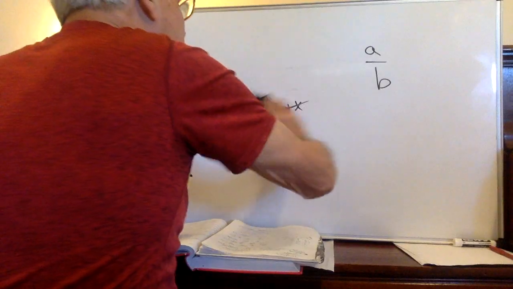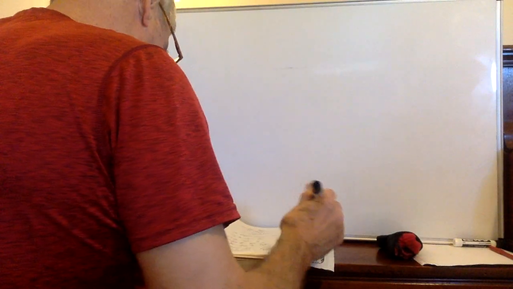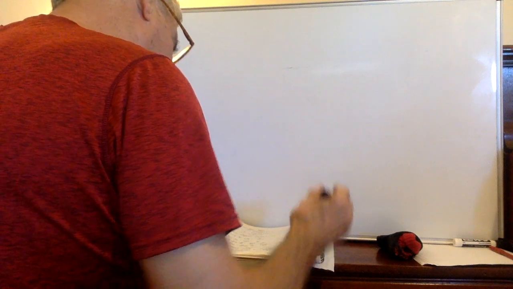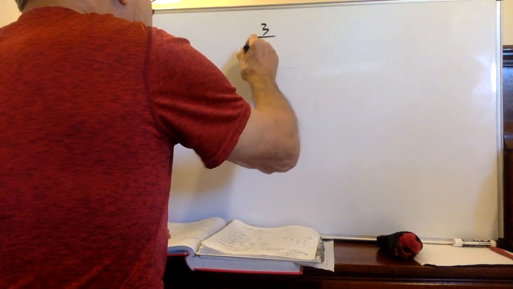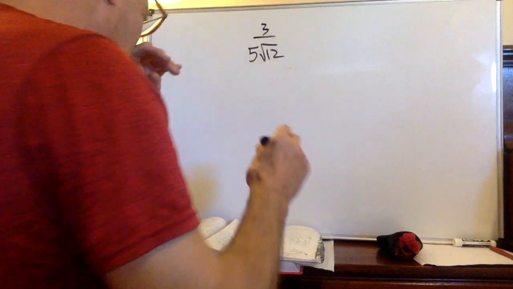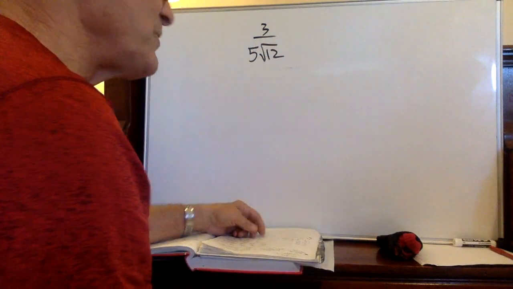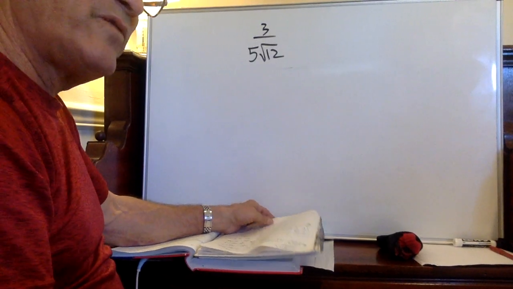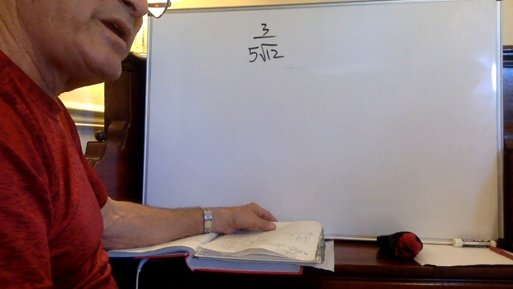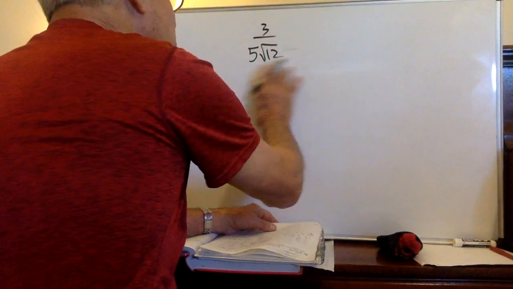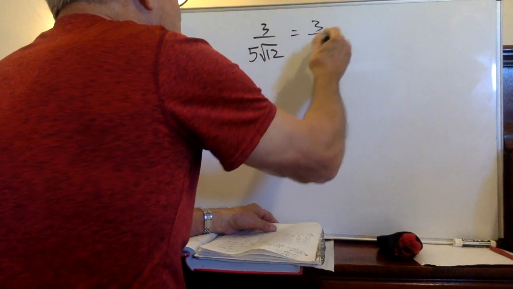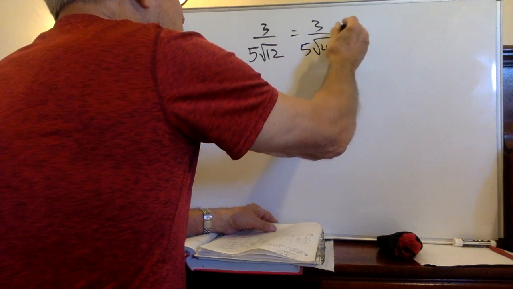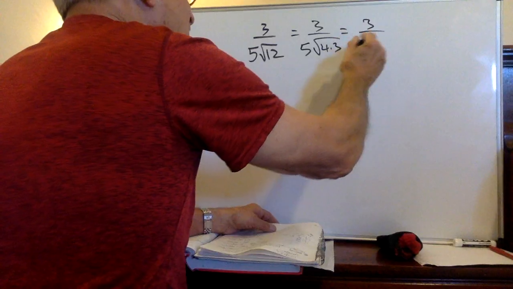Number 19. 3 over 5 root 12. A couple ways you can do this one. You can simplify what's in the denominator first, because radical 12 can be simplified. That's 4 times 3. So let's do it this way first. This is equal to 3 over 5 times the square root of 4 times 3, which is 3 over 10 root 3.